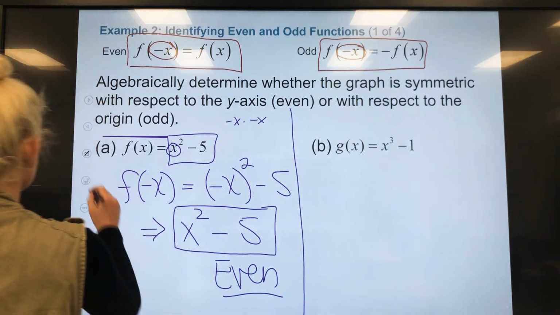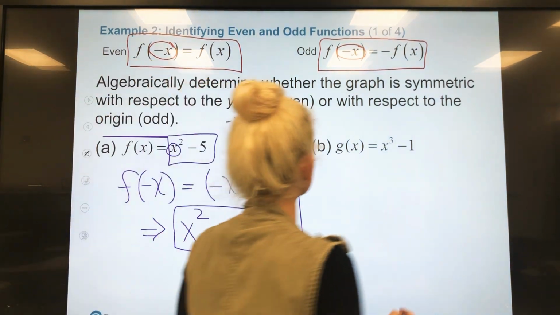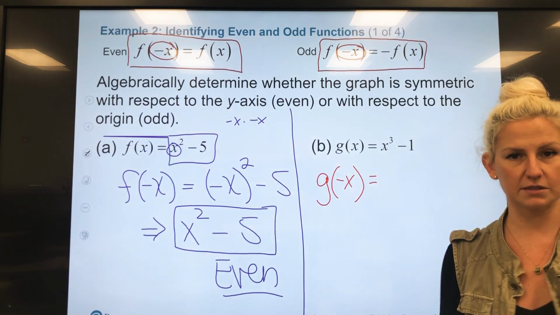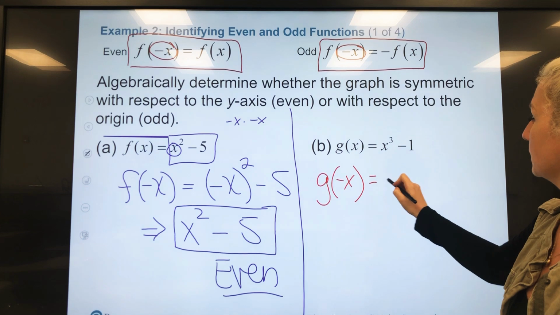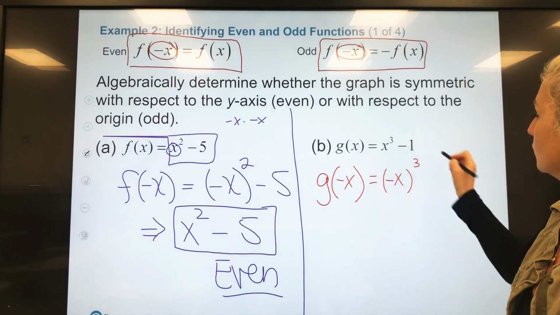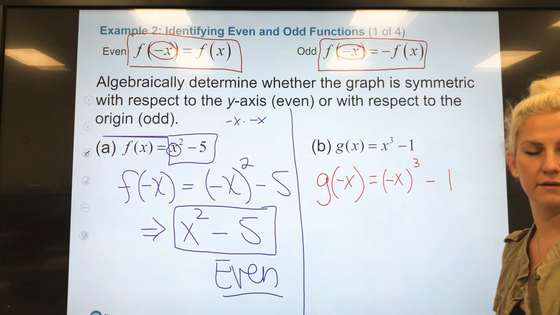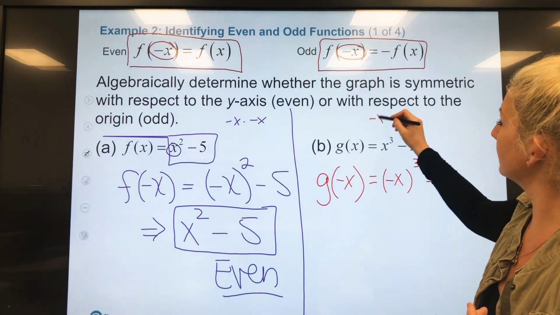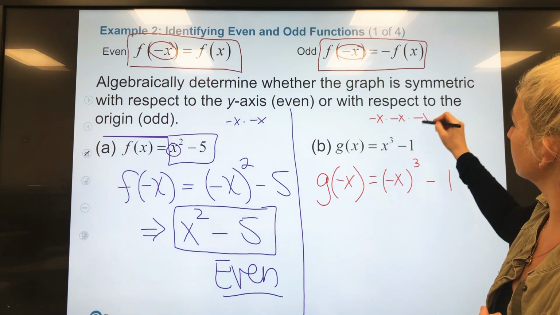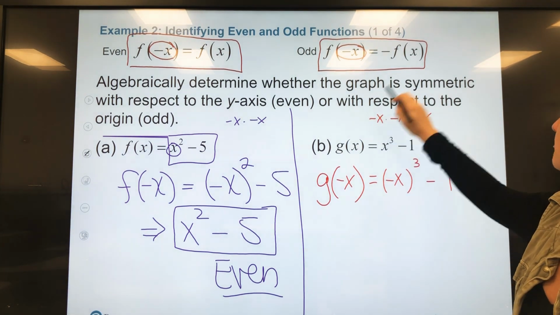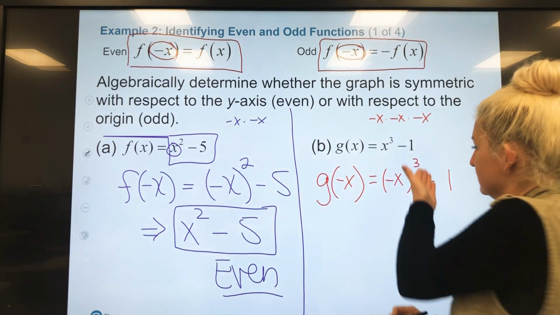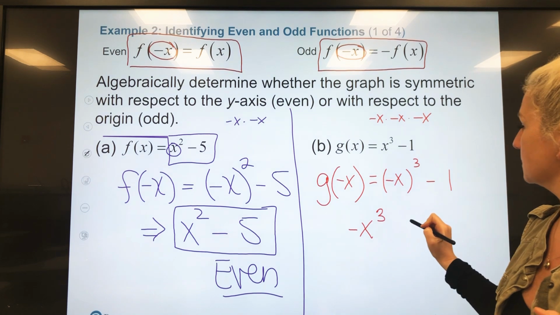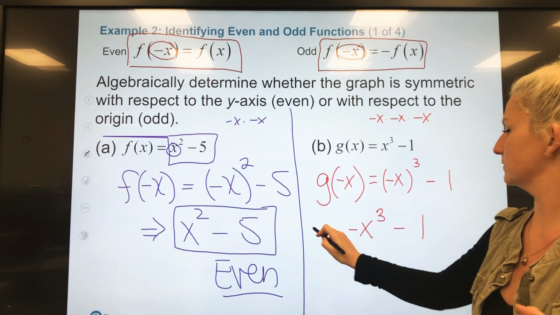Okay, let's do this here. Now, again, I'm going to replace g of x. Instead of an x, I'm going to put a negative x, and we're going to see what happens. So instead of an x here, I'm putting negative x cubed minus 1. All right, so what is this? This is negative x times negative x times negative x. Negative times negative is a positive, times the negative, it's going to stay negative, right? This is odd. So it's negative x cubed minus 1, right?